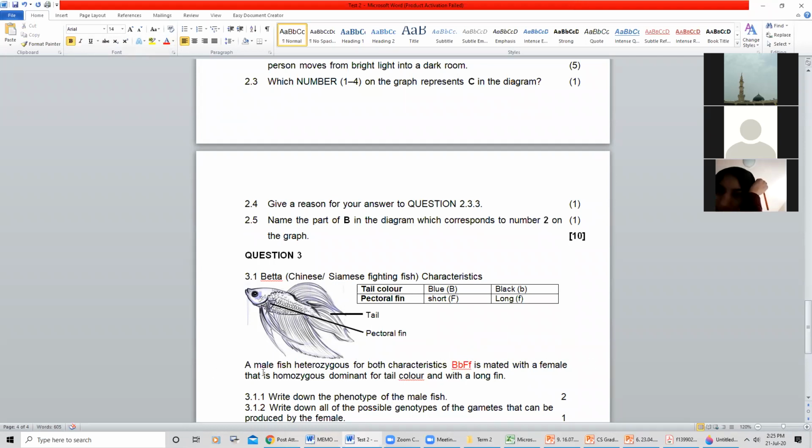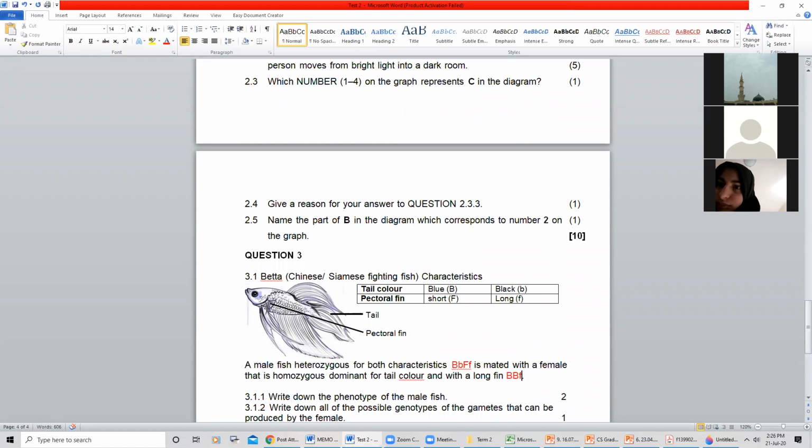And it's mated with a female which is homozygous dominant for tail color. Homozygous means the same. Dominant would be a capital letter. So this would be represented as capital B, homozygous capital B again, for the tail color, and with a long fin. Now, how would we represent a long fin? We go and look at the table. Long fin is a small letter f. So how would we represent long fin? Would it just be like that? Capital B and a small f.